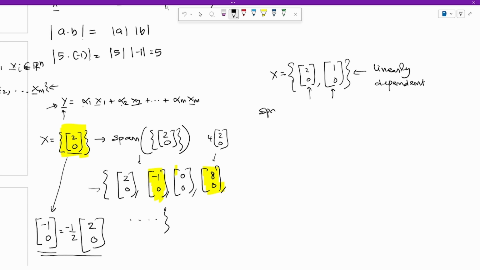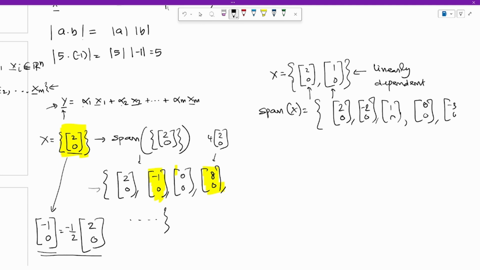Now I can ask, what is the span of this? The span of this will be a set of vectors like this. So 0, 0 will always be there. You can verify why this will be the span. The second element will always be 0. You can verify this by simply going back to the definition of span and seeing if this makes sense.